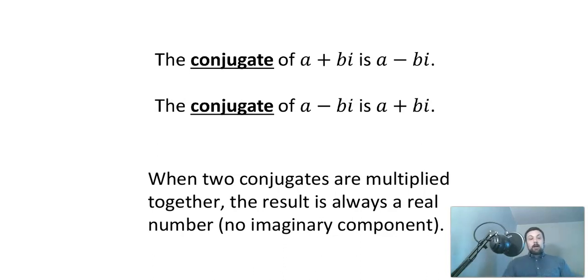What's special about conjugates is that when you multiply them together, the result is always a real number, which again still is within the set of complex numbers, right? It's just that the imaginary part is 0. The imaginary part goes away, which is an interesting result and sometimes a necessary result. There are situations where you don't want the imaginary component there. The conjugate is what you multiply by to make the imaginary component go away.